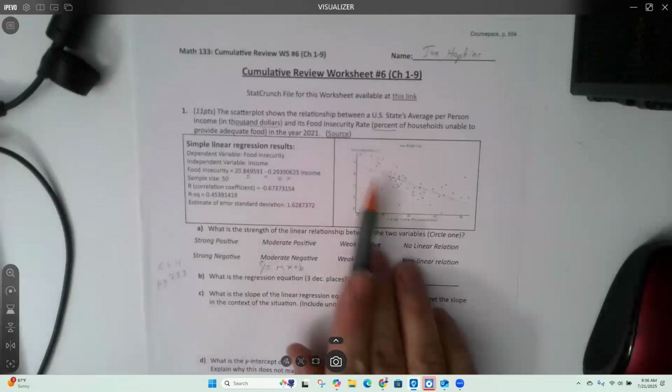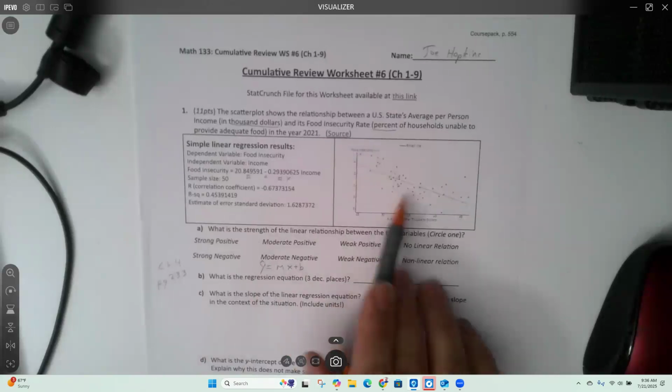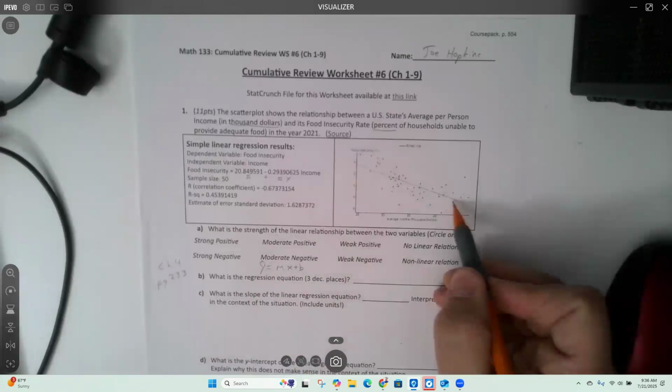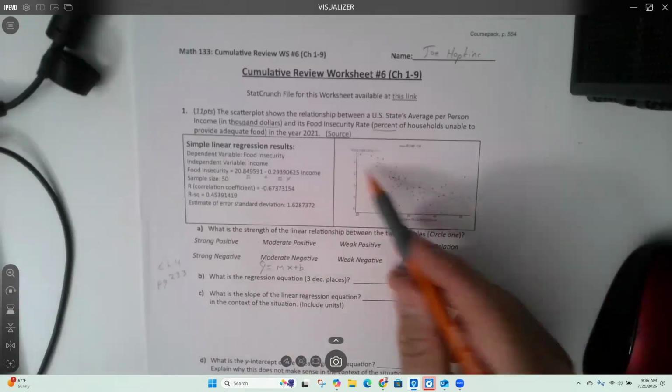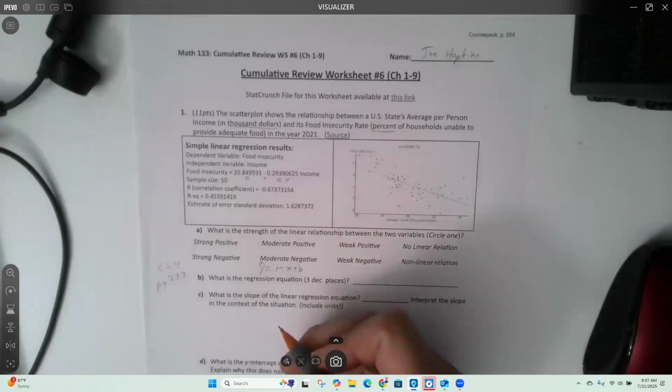The linear regression is always an estimate, right? The actual data are the points on here, the dots. Some of the dots are on the line or close to the line, but the points that are actually on the line are estimates. So that's why we use the hat.